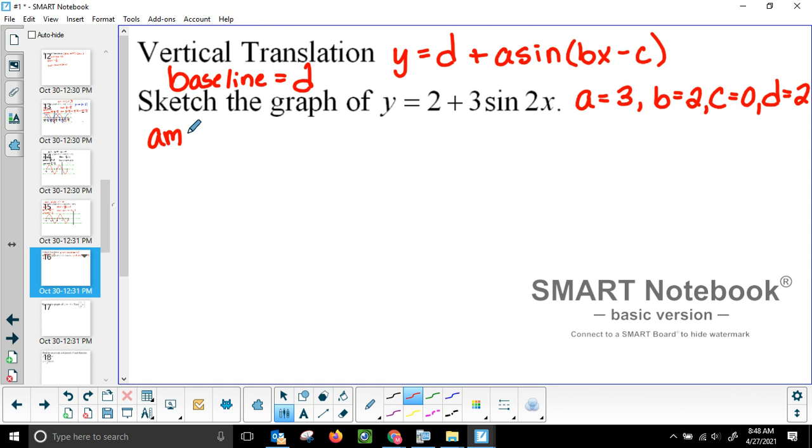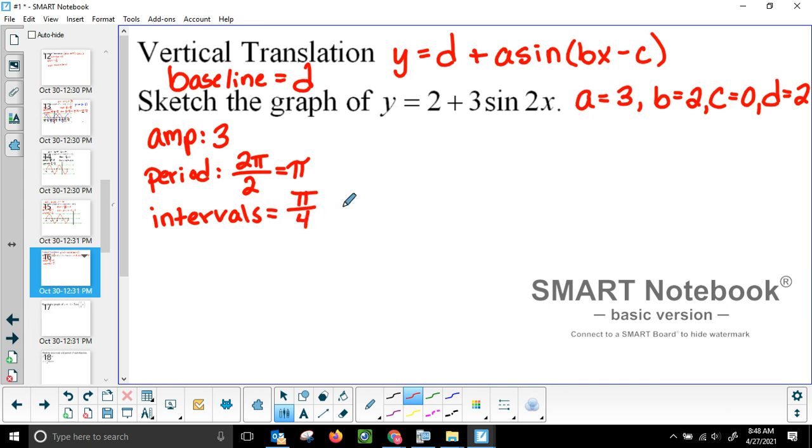All right. So my amplitude is going to be the absolute value of A, which is 3. The period is going to be 2 pi divided by B, which is 2. So that will just be pi. Our intervals, we always just take our period and divide it by 4. So in this case, pi over 4. Our baseline, which is going to be the middle of the graph, is my D, which in this case is 2.